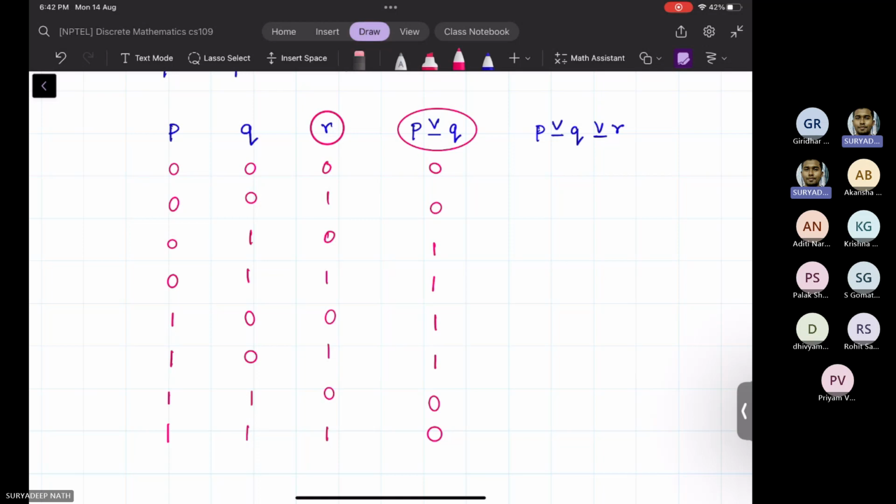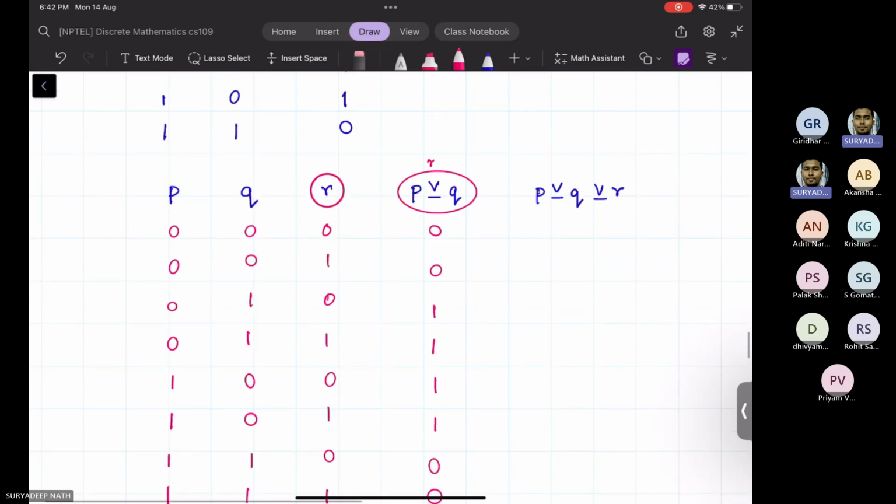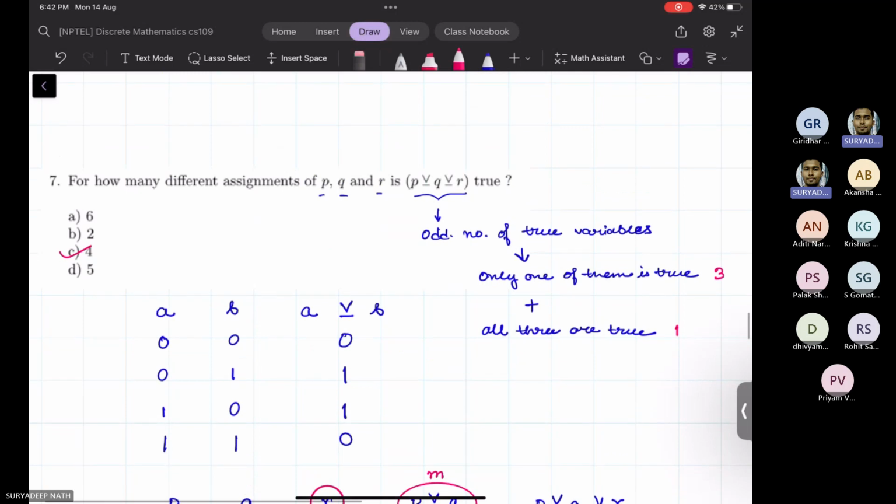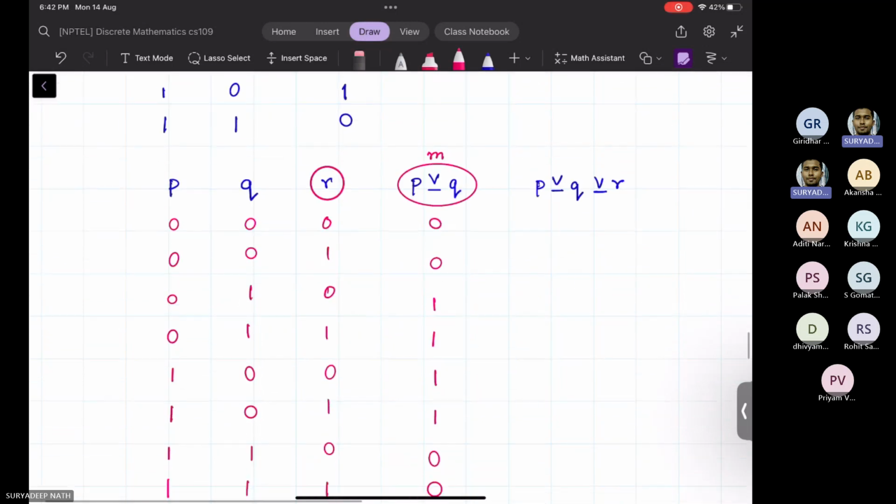So if we take the XOR combination and use the associative and commutative laws, we will get that, let's say, this is M. So when the variable M, either M is true or R is true, but not both. So that is how you get it when an odd number of true variables are there.